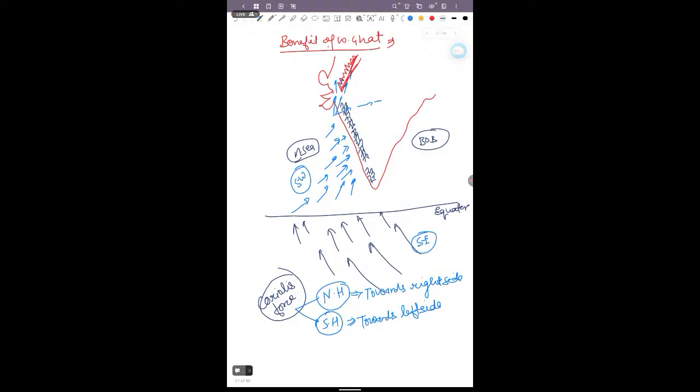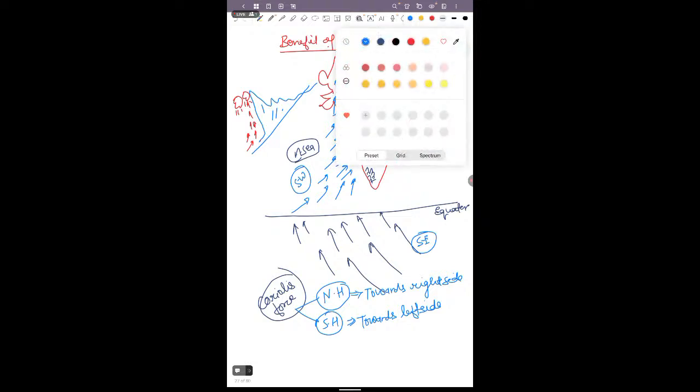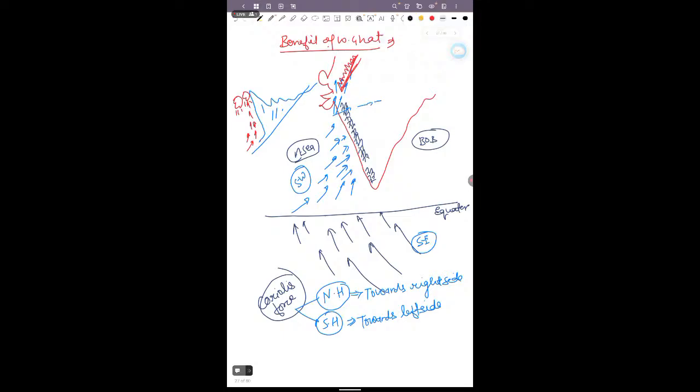Suppose this is the mountain system. When the moisture-laden winds reach the mountain barrier, they are forced to rise. When they rise, they condense and precipitate. That's why in the Western Ghat region, the most amount of rainfall occurs.